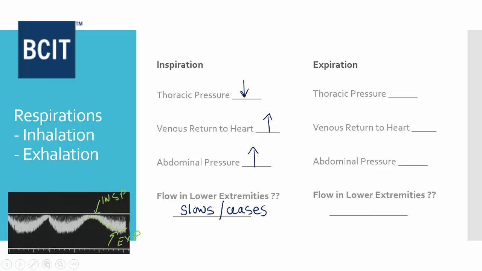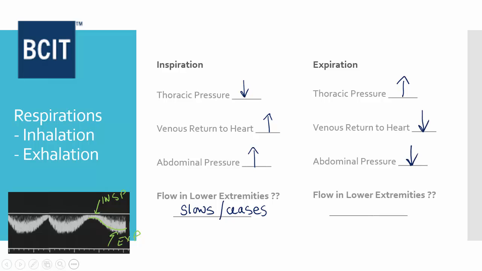As we take a deep breath in, our diaphragm is being pulled down as our lungs fill with oxygen, and our abdominal cavity is actually getting smaller, and that smaller cavity has a higher pressure. So now what happens? Venous return in our lower extremities starts to slow because it's working against that high abdominal pressure.